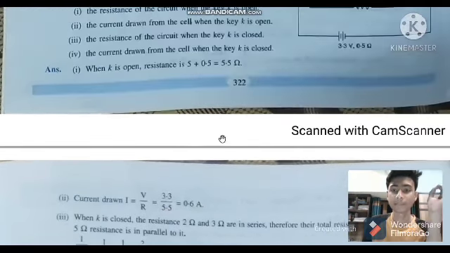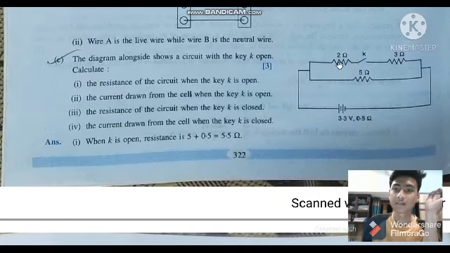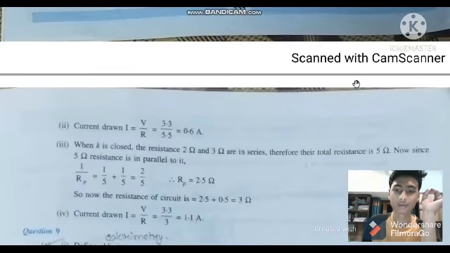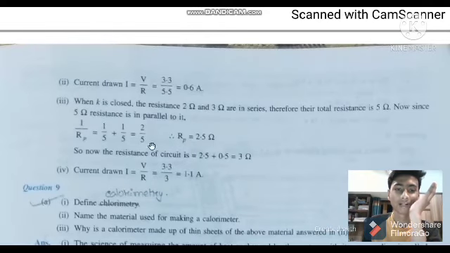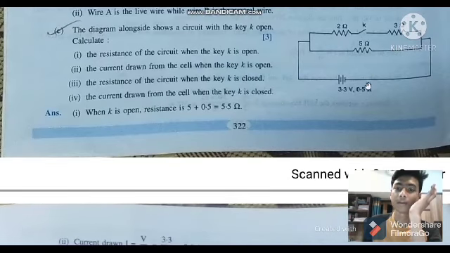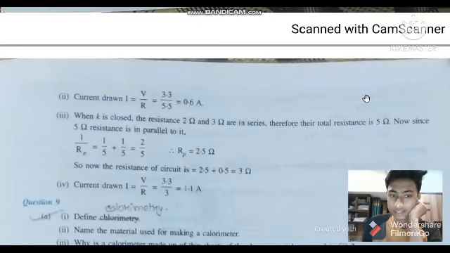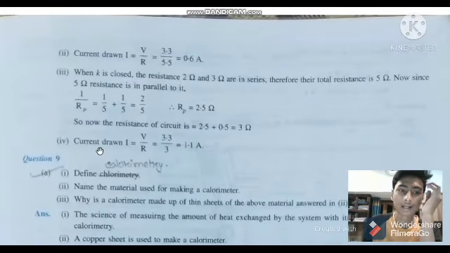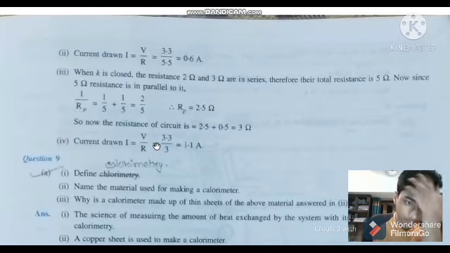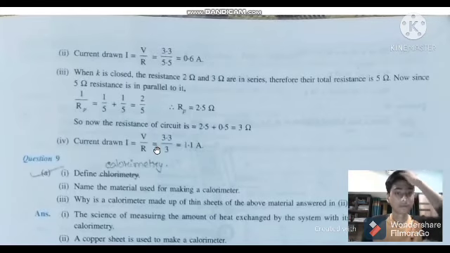When it's closed, what is happening? Current gets two paths: either through 2 ohm and 3 ohm in series, which is in parallel with 5 ohm. So you calculate in that way, and RP comes to 2.5 ohm in this case. Along with 0.5 it comes to 3 ohm as the total resistance. Ultimately the current drawn would be V upon R, which is 3.3 upon 3, which is 1.1 ampere. That's going to be your answer.